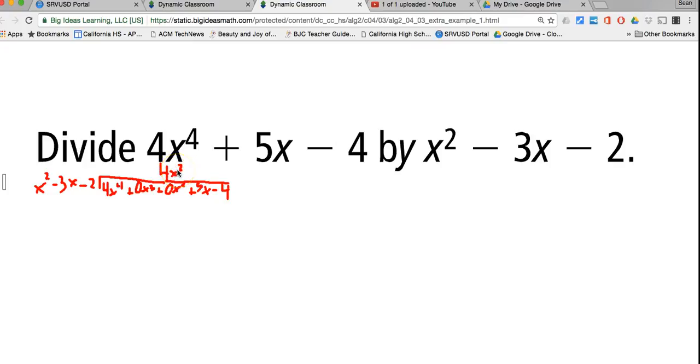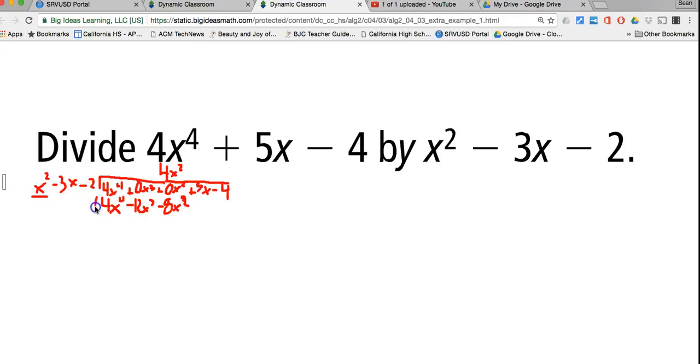Now, that means we need to take 4x squared and multiply it by our divisor. So 4x squared times x squared gives us 4x to the fourth. 4x squared times minus 3x gives us minus 12x cubed, and 4x squared times minus 2 gives us minus 8x squared.